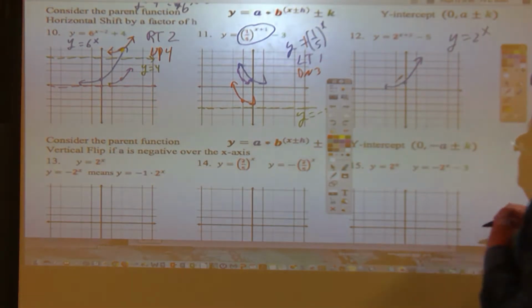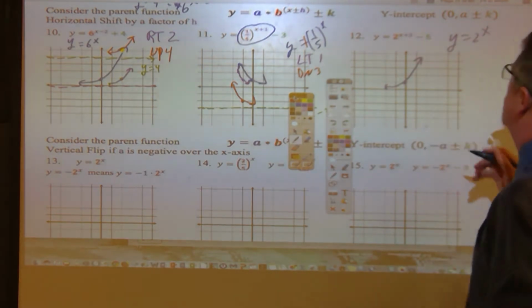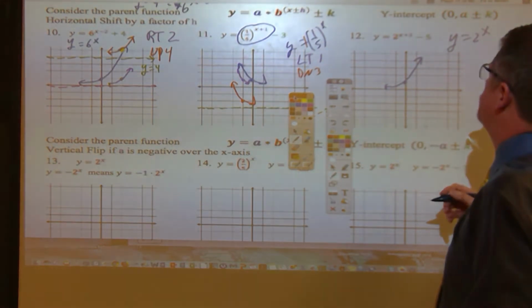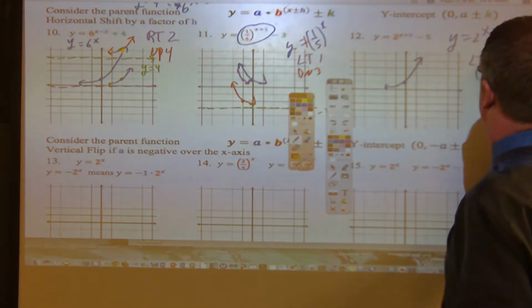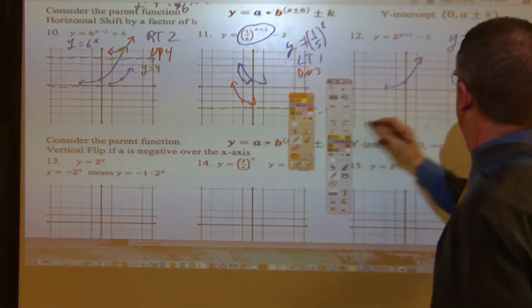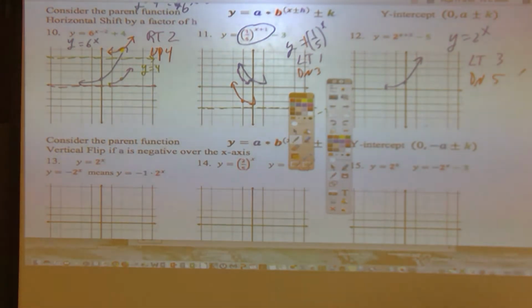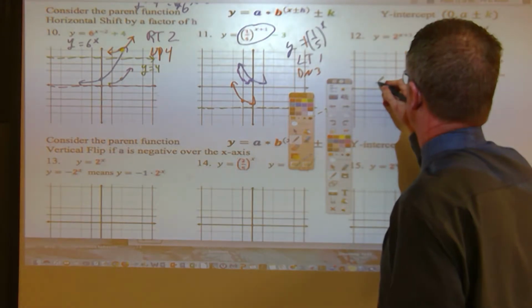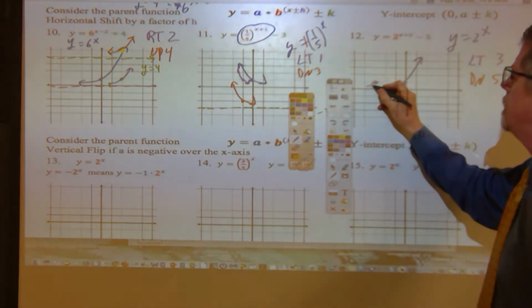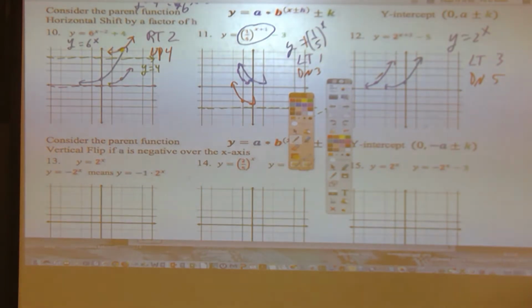Hope you're using a parent graph 2 to the x. Here's the intermediate, the purple step. If you've made it to the purple step, you can look up here to see if we agree.